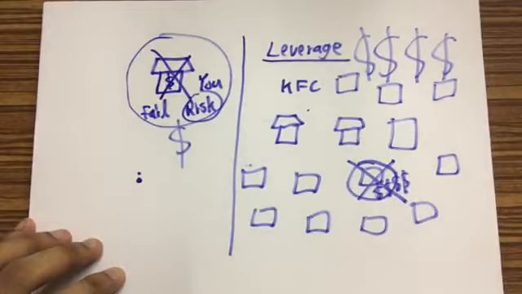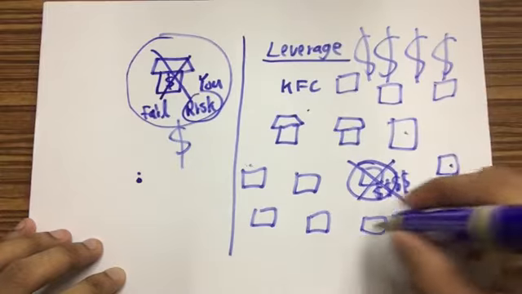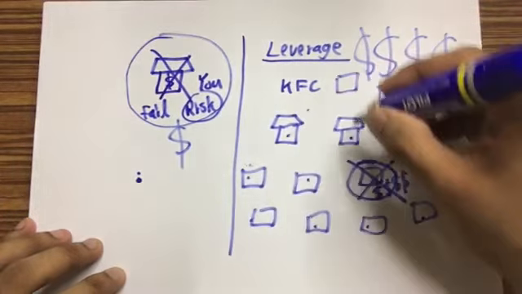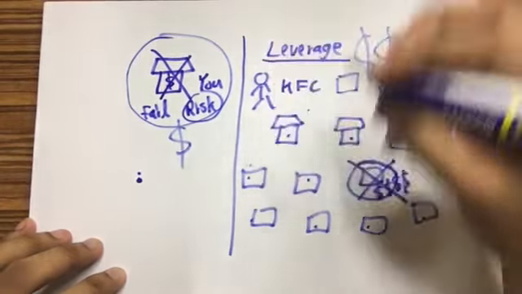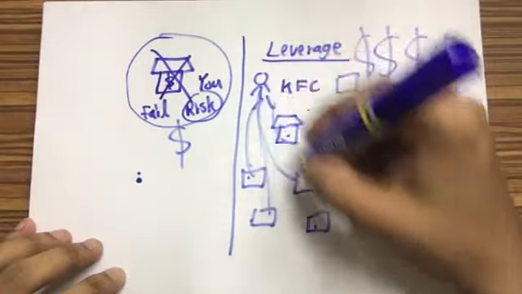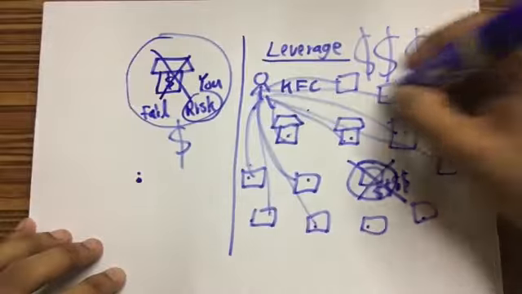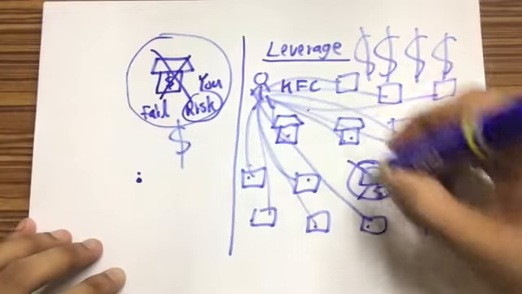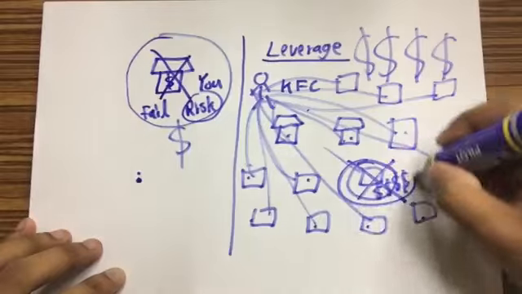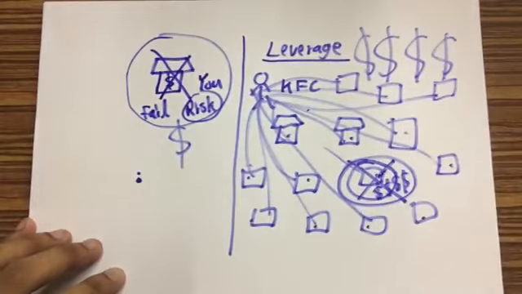Hell no, right? Why? Because you have a lot of other branches. If you are the owner of this franchise, if you are the owner of this business model, you will be making money from all of these branches. You only lose money from this particular branch. That's it. So this is the power of leverage.